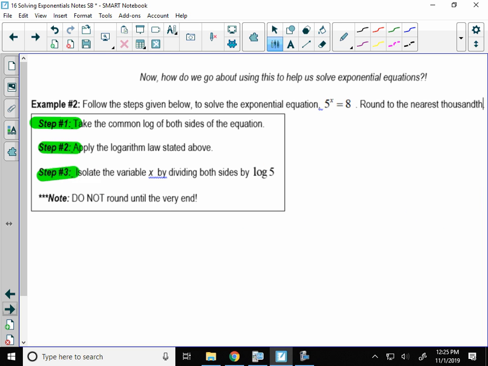Let's solve the equation 5 to the x equals 8. Now, could you solve this using common bases? Is there a common base between 5 and 8? No. So now, if I can't use common bases, I'm going to use my log rule. So here's what the steps are. Take the common log of both sides. So throw a log at it. So you're going to write log of 5 to the x equals log of 8.